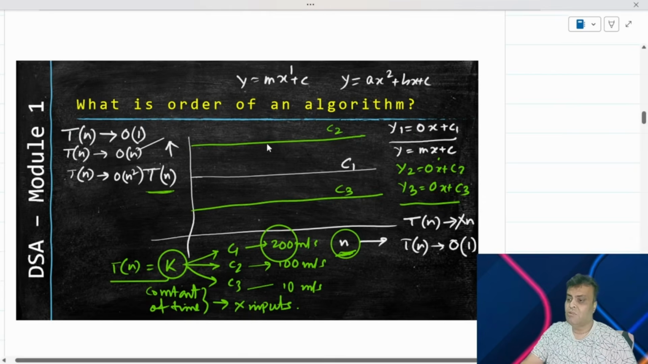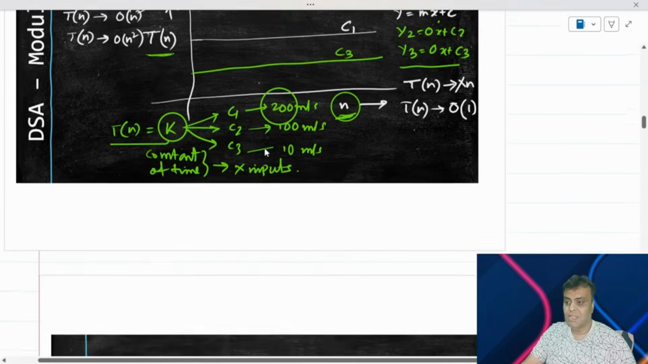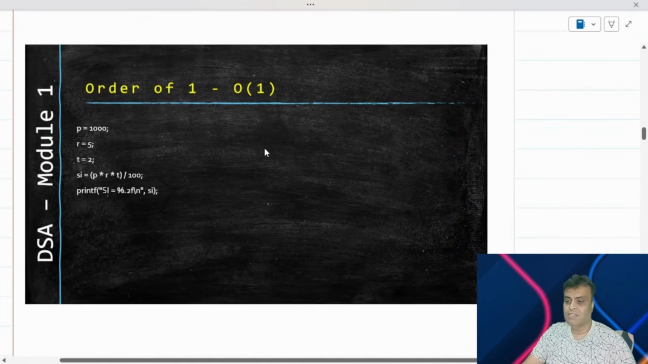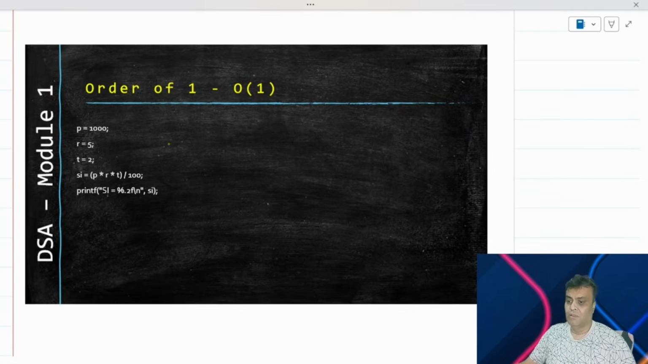Now, I think it is time to get into some more examples, and that's what this particular lecture is all about. We will take you through multiple examples so that this concept is hammered into your head. So let's take an order of 1 example here. This order of 1 example is very simple to understand.